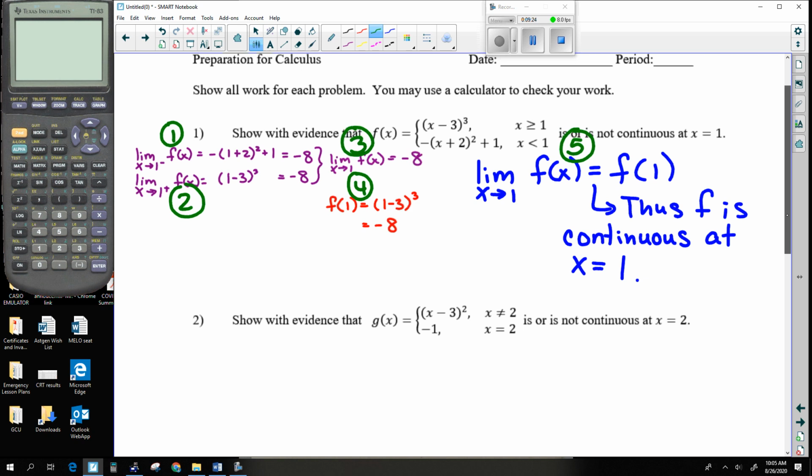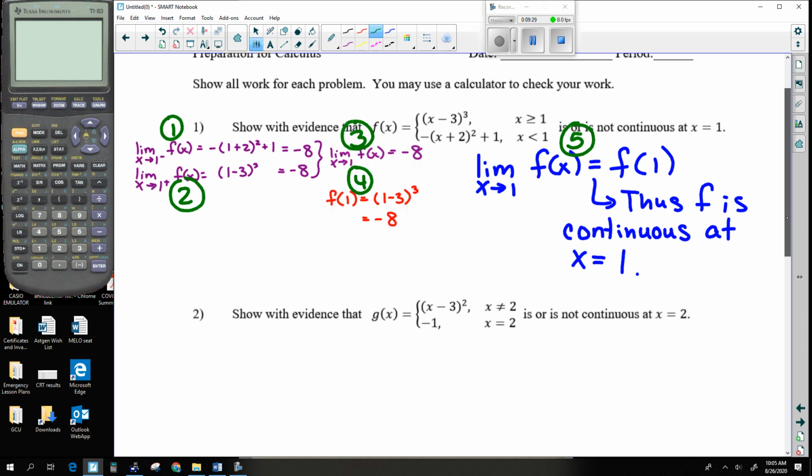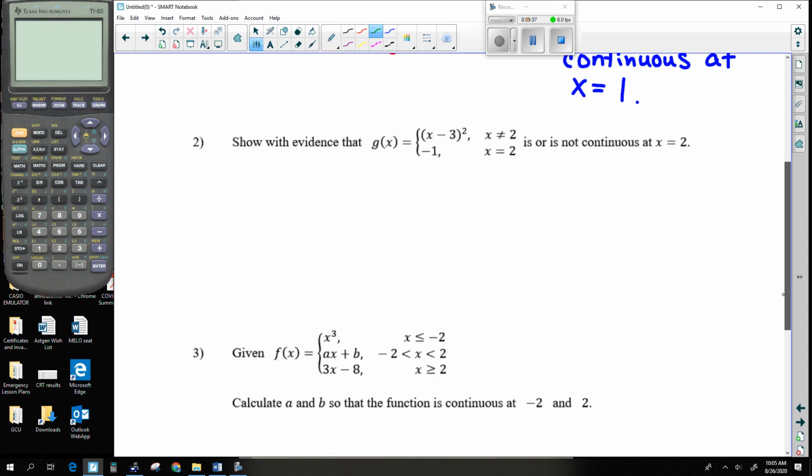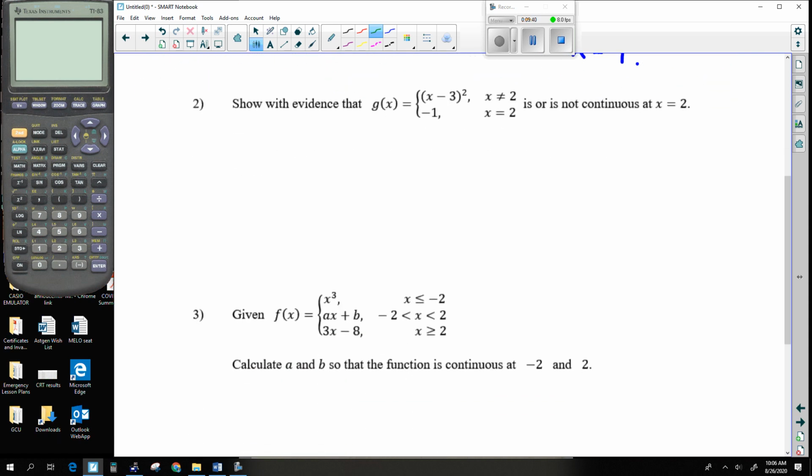Like if the partial limits, the one-sided limits, are obvious. Like in number 2, and I'll show you why it's obvious in number 2. You can skip that part. Okay, number 2, show with evidence that g of x is or is not.